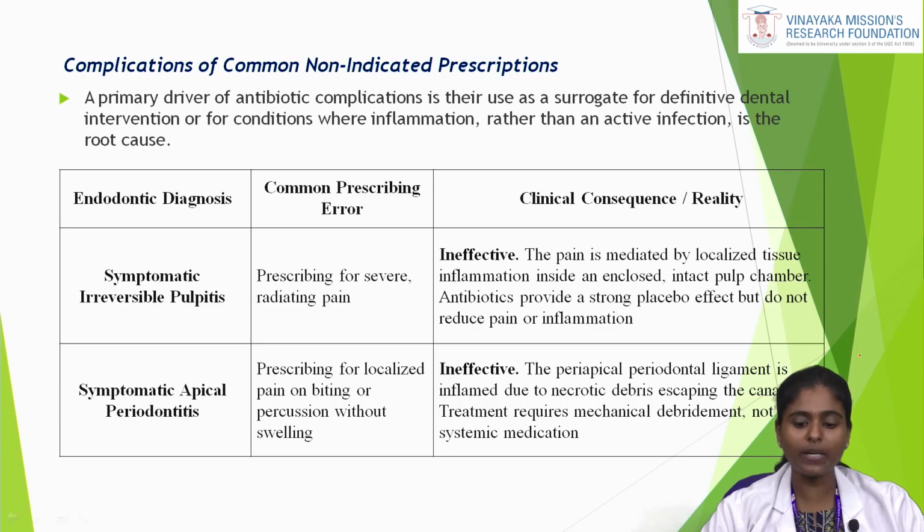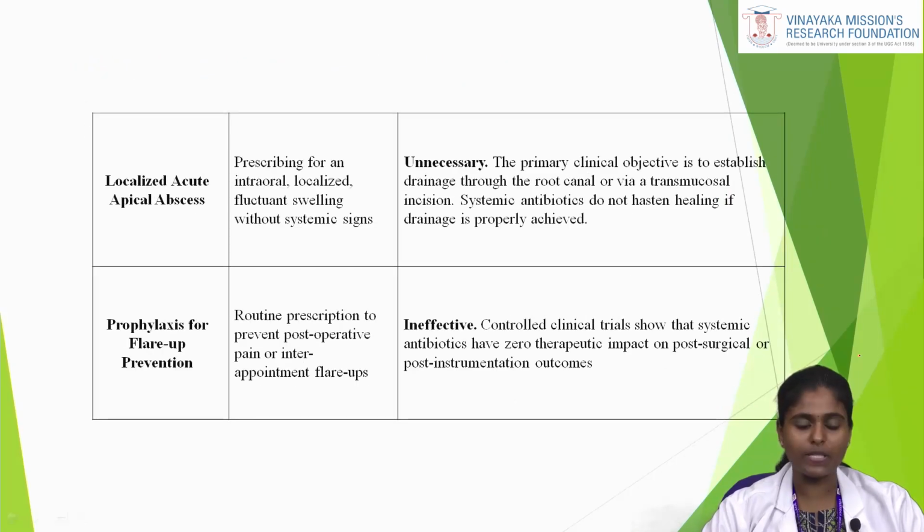So the treatment requires mechanical debridement, not systemic medication. Localized acute apical abscess: here we would be prescribing it for an intraoral localized fluctuant swelling without systemic signs, but here it becomes unnecessary since the primary clinical objective is to establish drainage through the root canal or via transmucosal incisions. Systemic antibiotics do not hasten healing if drainage is properly achieved.